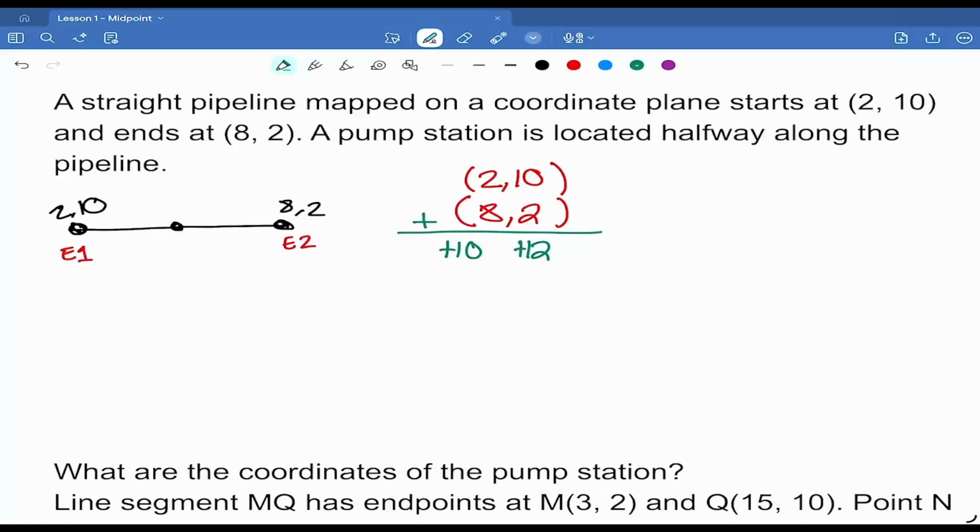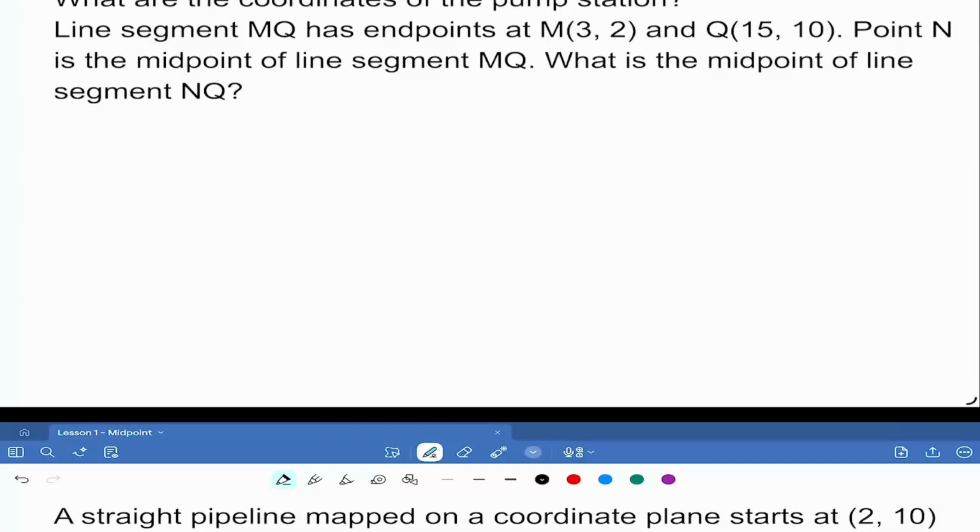And then to finalize what we have, we're going to take those two numbers and divide them by 2. What we get is 10 divided by 2 is 5, and it stays positive. And then we got +12 divided by 2, which is going to give us a +6. So the midpoint for the pump station will be at (5, 6) on the coordinate plane. So now that we have example 3 completed, let's look at the final example, example 4.